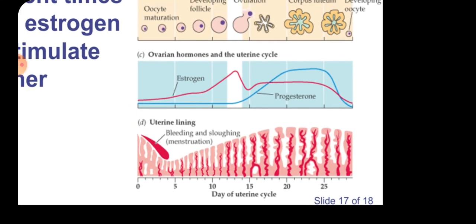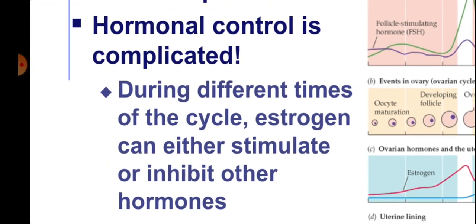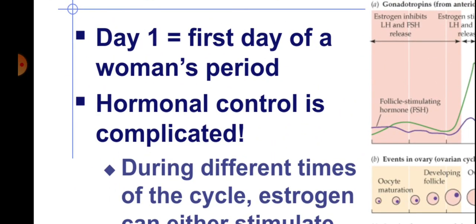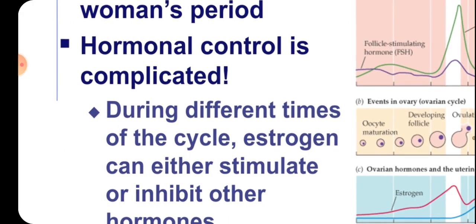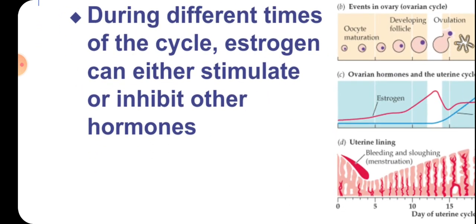And here again, day 20 to 25 of this cycle, the endometrium lining becomes very thick. And in case fertilization occurs, progesterone levels will rise further. Otherwise, the progesterone levels will decline. Here we can say day one is the first day of a woman's period. Hormonal control is complicated. During different times of the cycle, estrogen can either stimulate or inhibit other hormones.